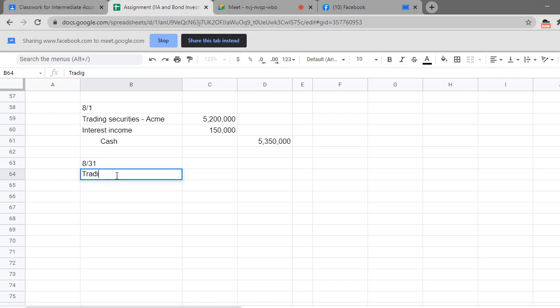Okay, trading securities. This time, kang Avco. Murag tingbunga og abukado ron. As far as I heard.